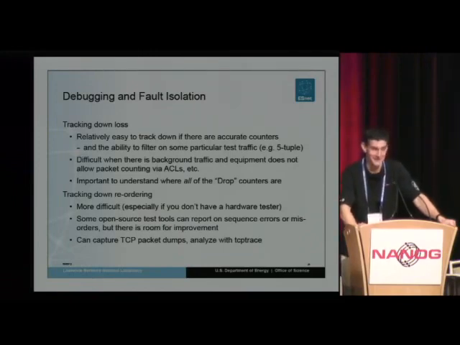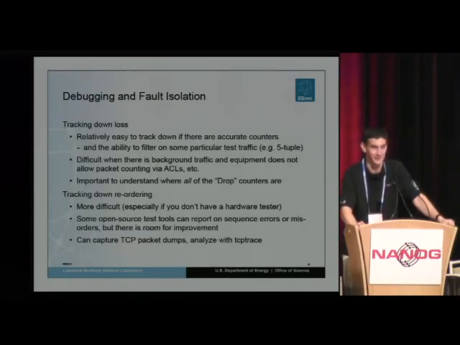Obviously we had some issues here and there, and we found that tracking down loss is pretty easy as long as you have accurate counters, and it's nice to be able to filter on an IP address or something and track down loss that way by counting packets. But when you have background traffic, or you can't count with ACLs, it can be quite difficult to see whether you're getting loss here, or where this loss is coming from. It's very important, obviously, to know where all of the drop counters are on your boxes. Is it getting dropped in some queue somewhere, or where is this loss happening that I'm seeing?